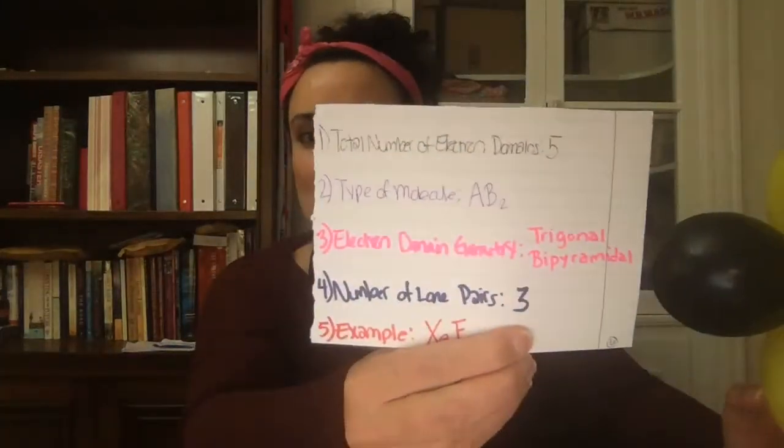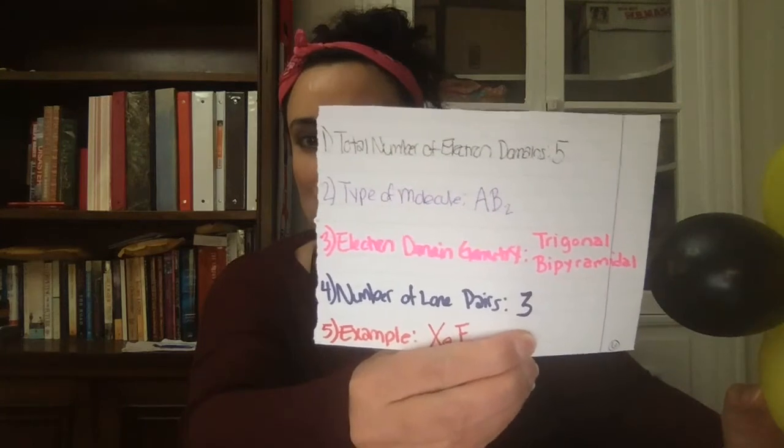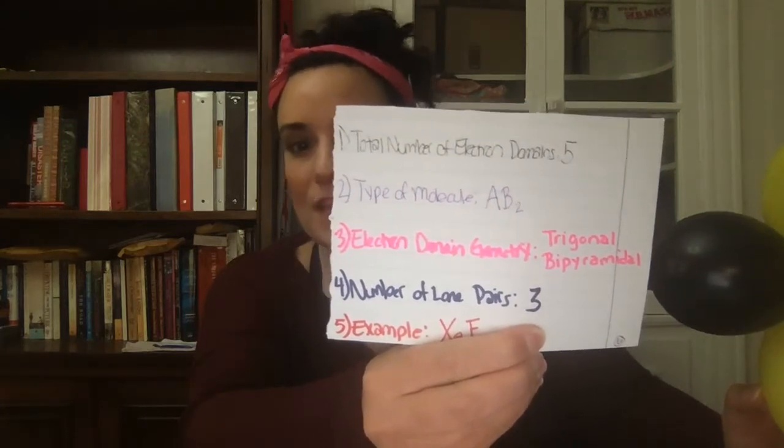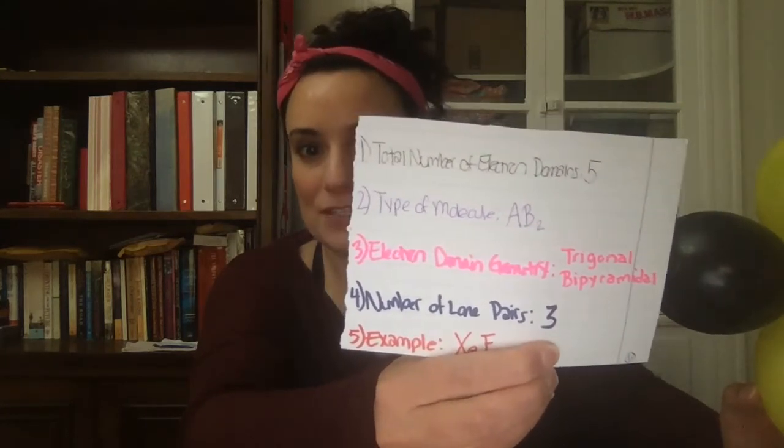So the last one for this electron domain geometry. For this example, it's the same as the last two, trigonal bipyramidal, but the molecular geometry of this one is linear. Okay, so just some quick overview of it. The total number of electron domains is 5, as were the last two, by the way. And the type of molecule is AB2.